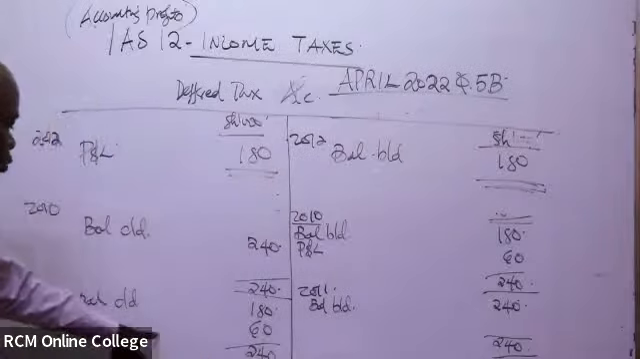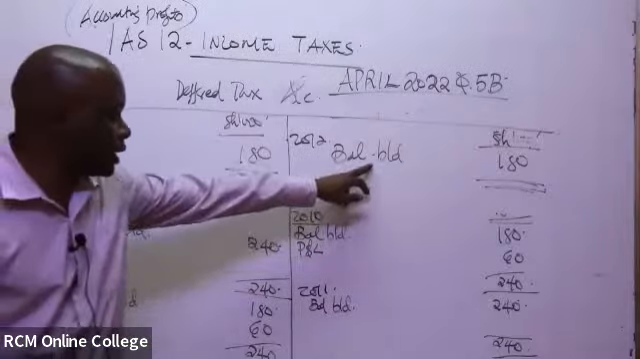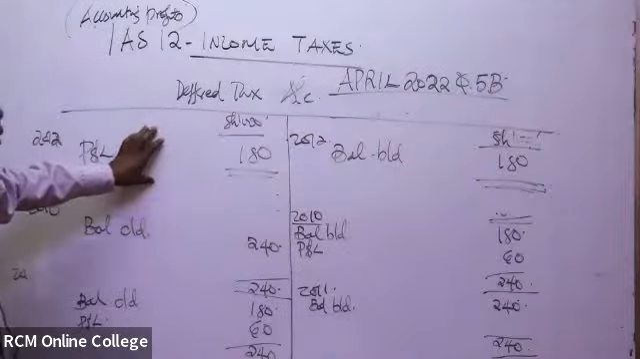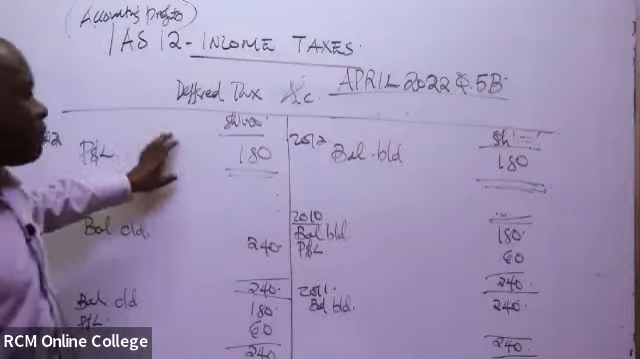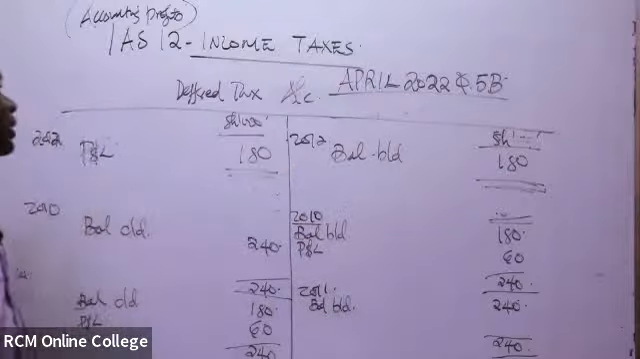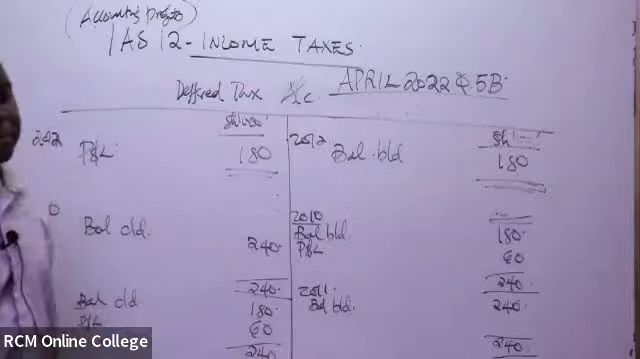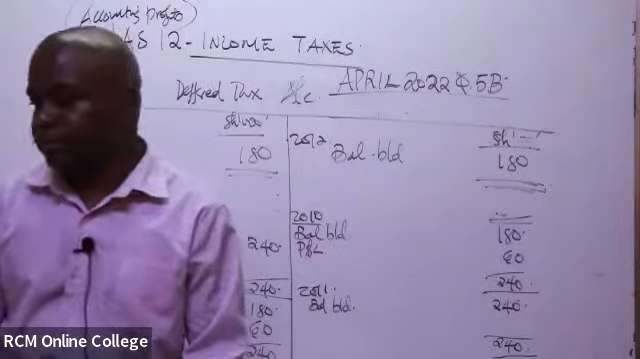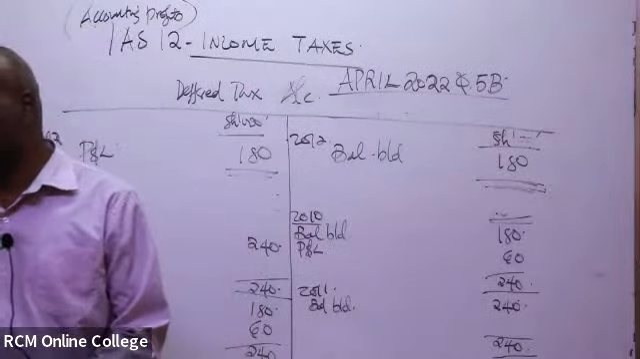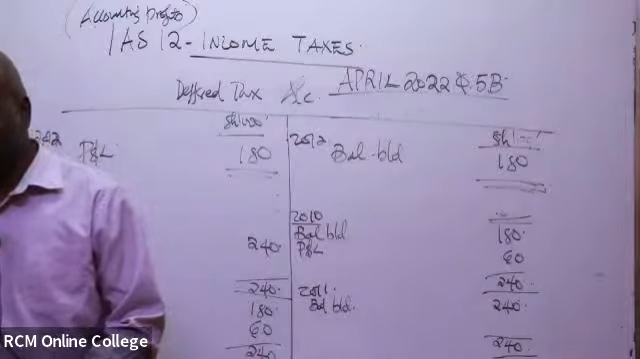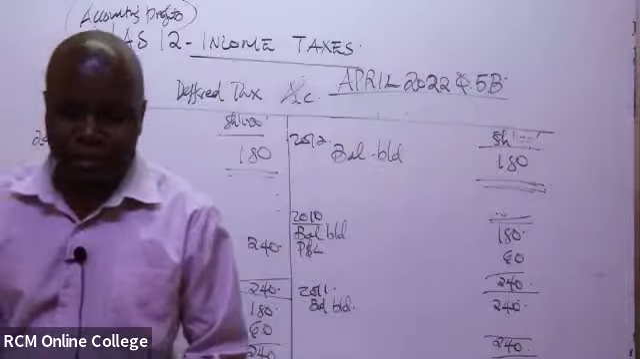So it is this 180, we've brought it down here, but we close it to the P&L account. So for this particular year of 2012, this amount of 180, you'll take it to the P&L account as what? As an income. This account has declined.